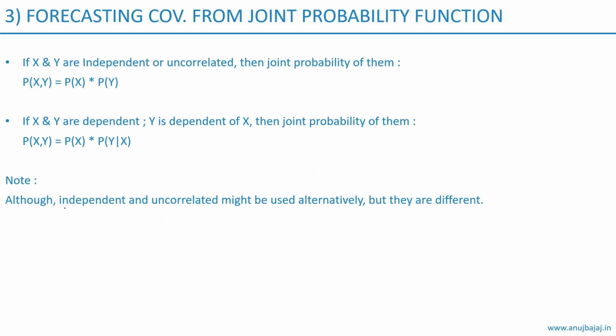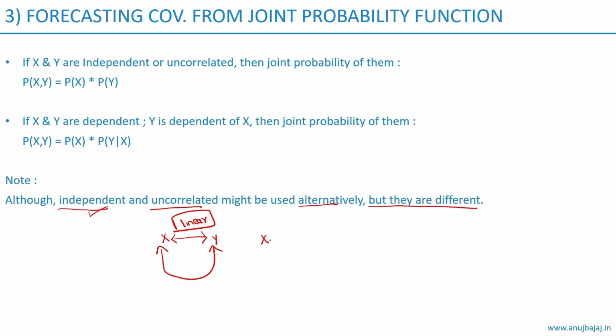Until now, we have used the terms independent and uncorrelated alternatively. But technically speaking, they are different. When I say asset X and asset Y are uncorrelated, this means that they don't have any linear relationship, but it is possible that there is some other relationship. They can have a curvilinear relationship or any other form of relationship. So it is possible that they might be uncorrelated but not independent.